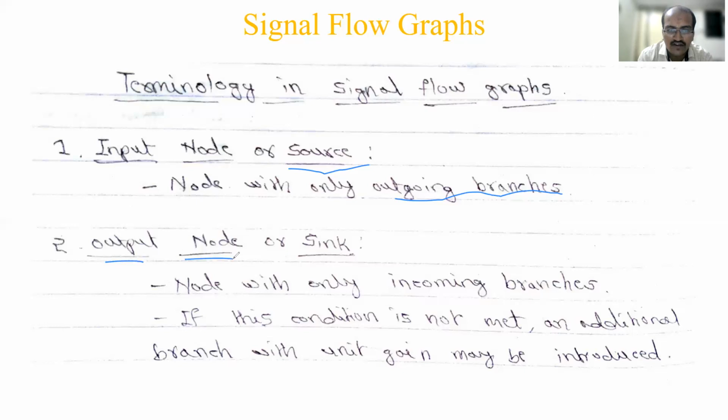Second, the output node. What is its speciality? It is also called a sink. It is a node with only incoming branches. After Y, you don't see any outgoing branches, right? That is the final point. So it has only incoming branches, and the source has only outgoing branches. I hope you can easily understand these points. If this condition is not met, an additional branch with unit gain may be introduced.